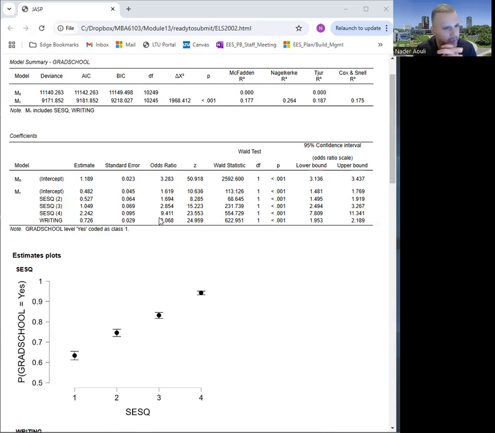So let's talk a little bit about the significance and the odds ratios. With the SESQ, we can see the odds ratio is 1.694 for level 2, 2.854 for level 3, and 9.409 for level 4. This indicates that the higher the SESQ levels, the greater the likelihood of attending graduate school, as we saw. With writing, the odds ratio is about 2.071. Again, this is a strong predictor of graduate school attendance.